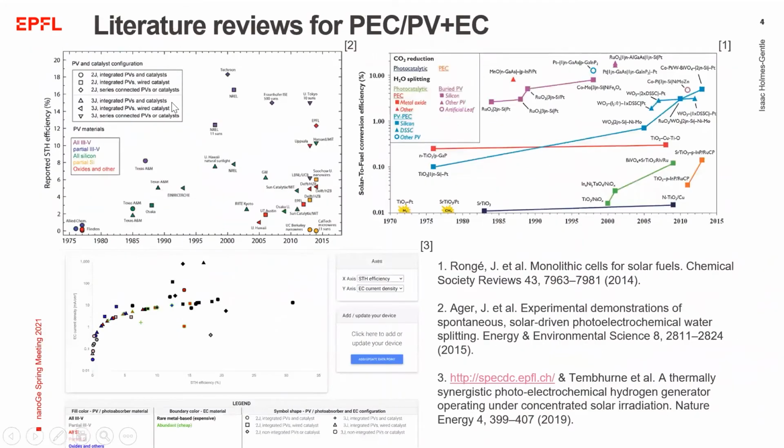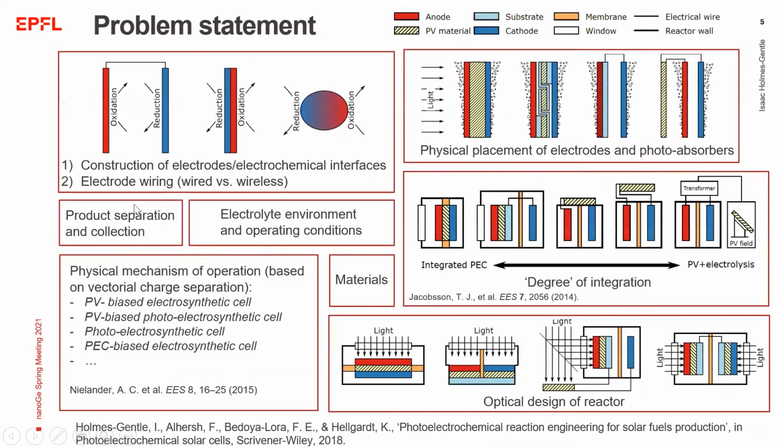But there have been a number of reviews of photoelectrochemical systems, such as the one by Rohn, by Ager, and from our lab, which was published as a website called SpecDC. And in each of these different systems, they categorized it in slightly different ways, but notably always categorizing it based on the material. And that leads me to say there are lots of different ways of characterizing these systems.